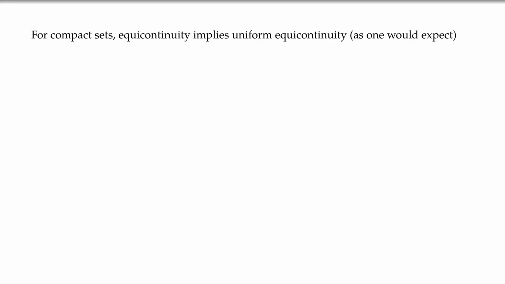So for compact sets, we know that continuity implies uniform continuity, and we get the same thing for equicontinuity. So as long as we have a compact set, once we know equicontinuous, we actually have uniformly equicontinuous, which means that we have uniformity over the domain and over the set of functions.